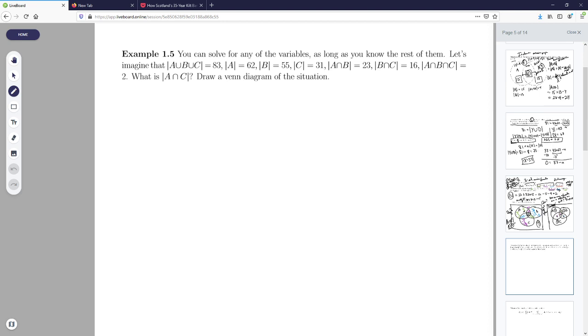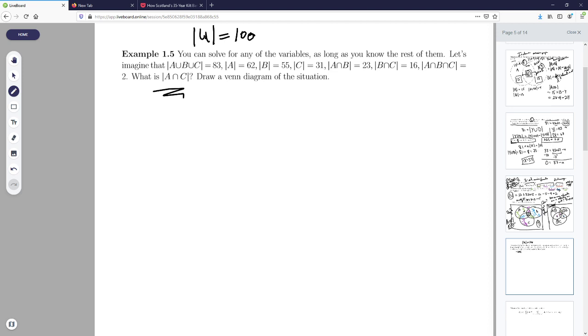Okay, let's do one last question about this stuff. So if we have A union B union C is equal to 83, the only purpose of this question is to show you two things. One is that, and let's say that the number of things in the universe is equal to 100. And we'll just keep that number aside for a second.